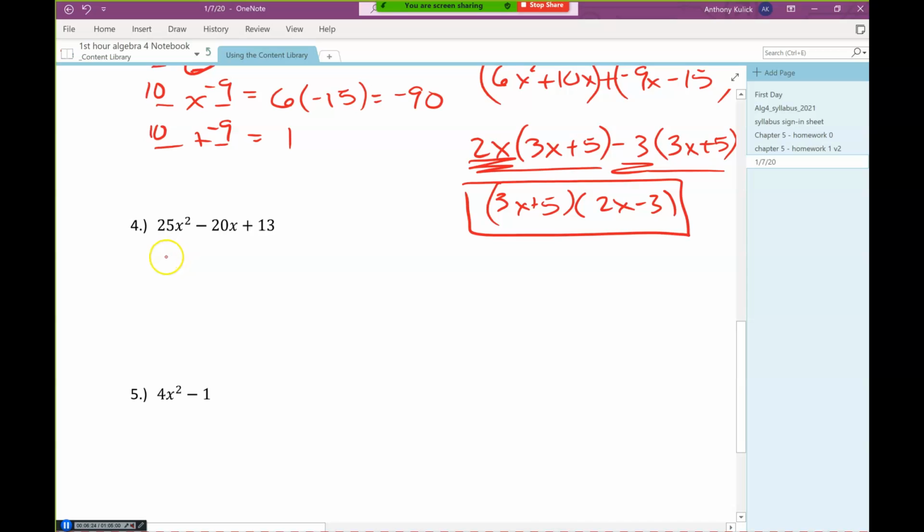Number 4, similar situation, right? So we're looking for two numbers that are going to multiply to give me 25 times 13, which is 325, and add to give me -2. And you might have looked at that for a moment and gone, gee, it doesn't seem like there's two numbers that do that, but 325 is an awful big number. Maybe there's a lot of factors there, and I just didn't find the one that I needed.